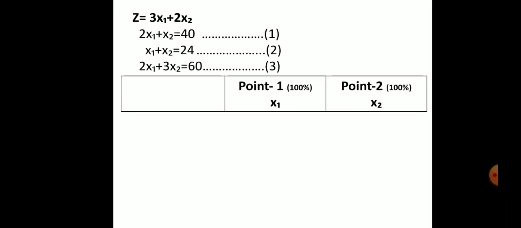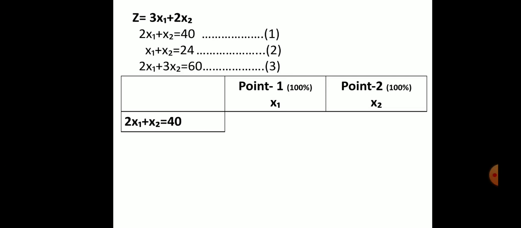It's clear, students. So next we'll find the values of the points: point 1 is x1 and point 2 is x2. In the first equation, 2x1 plus x2 is equal to 40. In the graph, there are two axes, the x1 axis and the x2 axis. In point 1, first we have to find the x1 value.